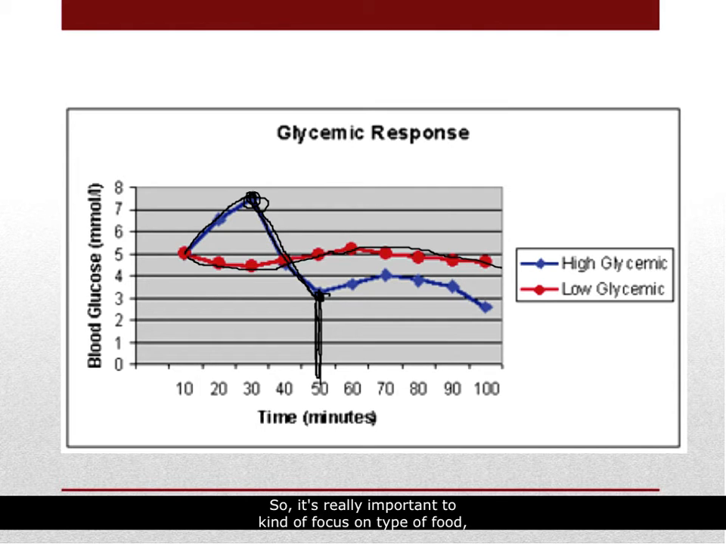So it's really important to focus on type of food, especially 1 hour up to immediately prior to exercise. Focus on low glycemic, low sugar, and somewhat low in fiber, or else the food's not going to get into the bloodstream to begin with. Now, what foods are good for this?